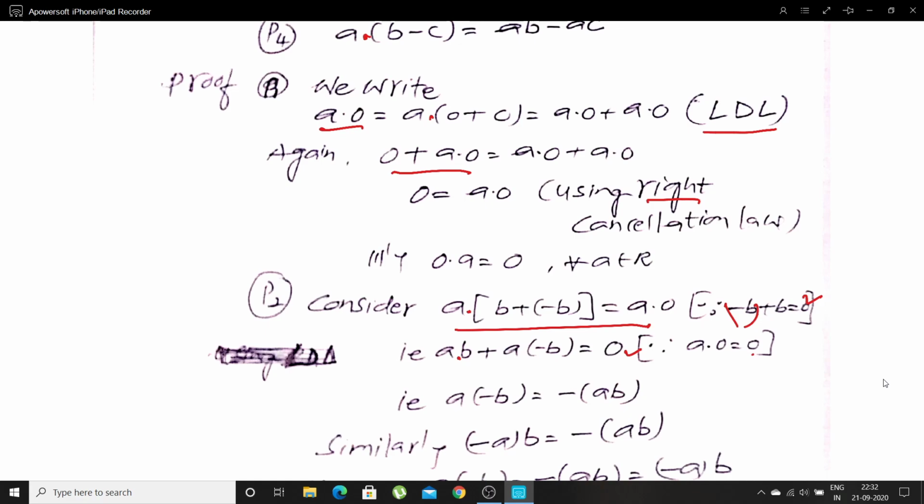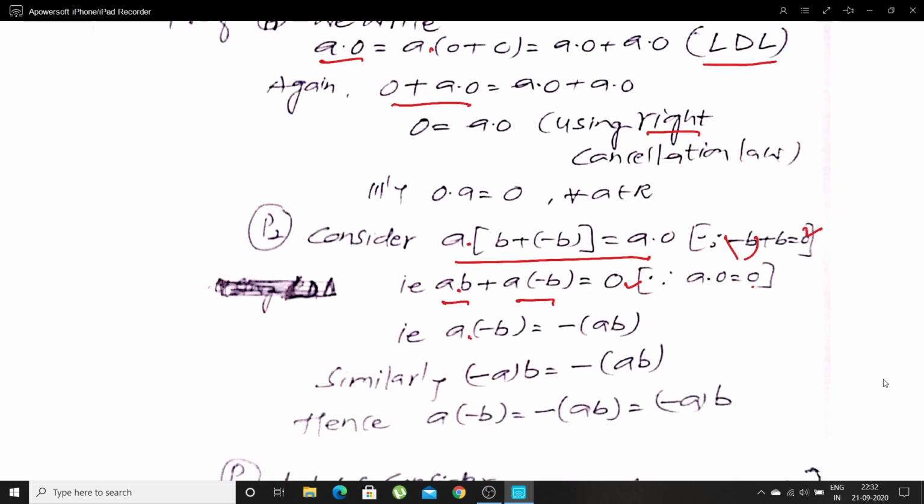Again, the sum of these two elements is equal to 0, so definitely one will be the additive inverse of the other. Therefore, a dot of minus b is equal to minus of ab. Similarly, we can prove minus a dot b equal to minus of ab. That means all are equal.